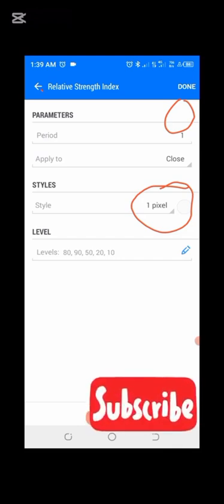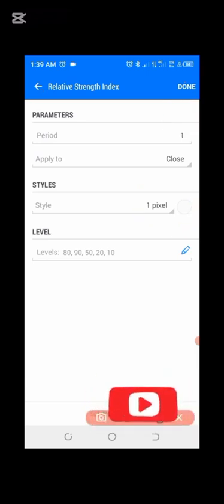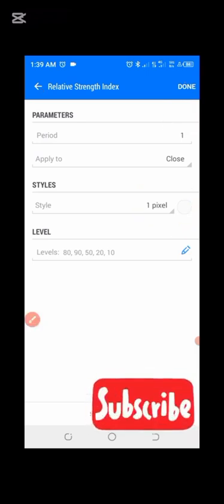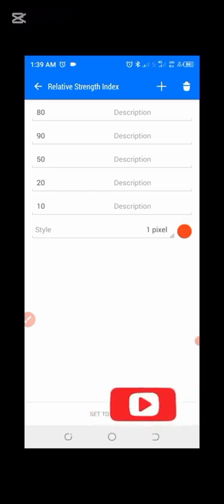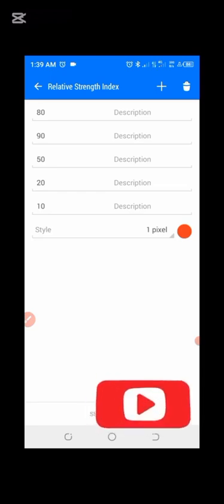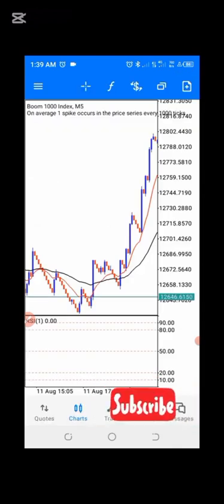So for the levels now, you click on this. We have the 80 level, the 90 level, the 50 level, the 20 level, and the 10 level. Once you are done, you click on done. You can see I have it on my chart.